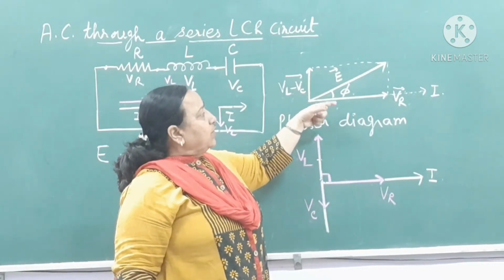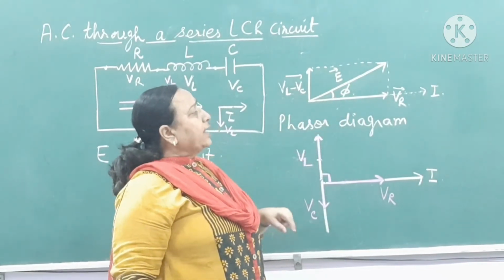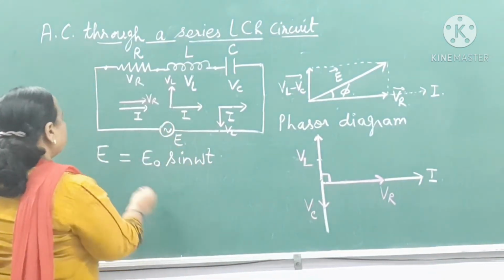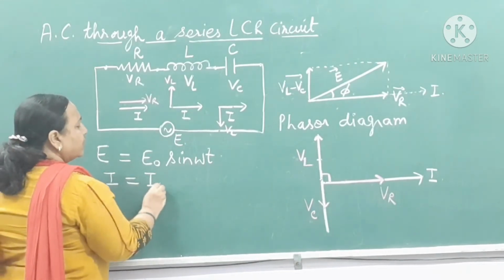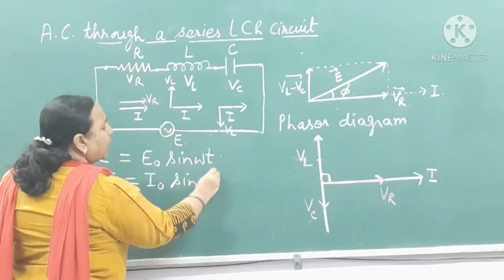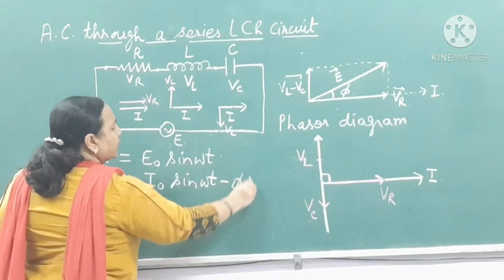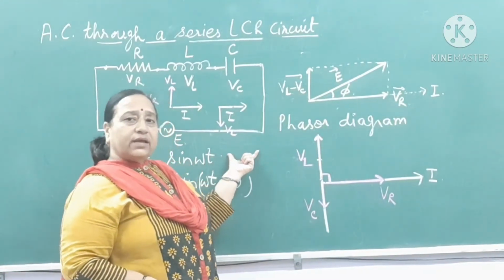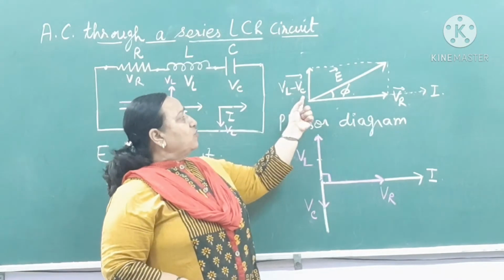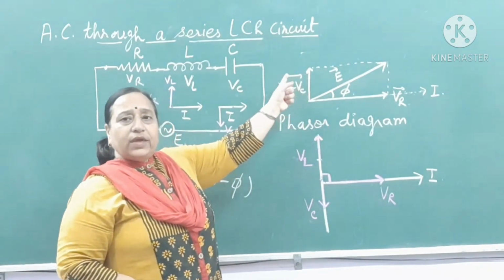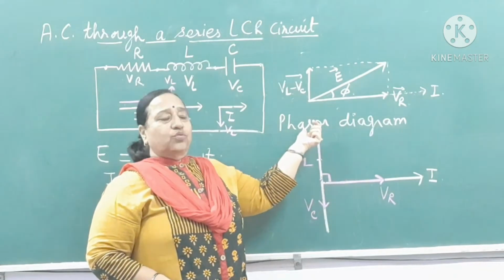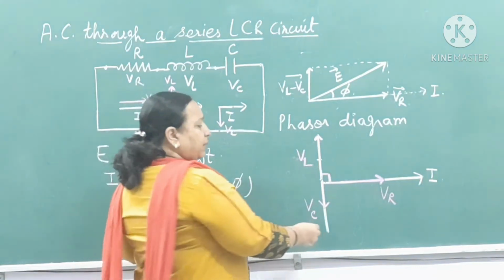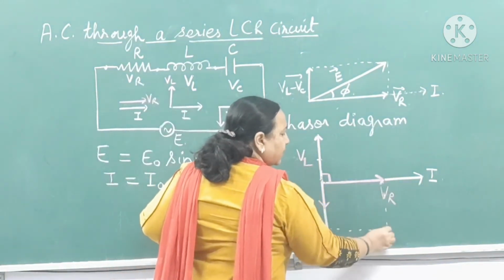In this situation we have obtained that the current is lagging behind the EMF by a phase of phi. So the expression for the current can be written as I naught sine omega t minus phi. This is an inductive dominating circuit. Therefore, the vector VL minus VC is obtained in the direction of VL. Its reverse case is also true. That means if the value of VC is more, then the resultant will be obtained along this direction.